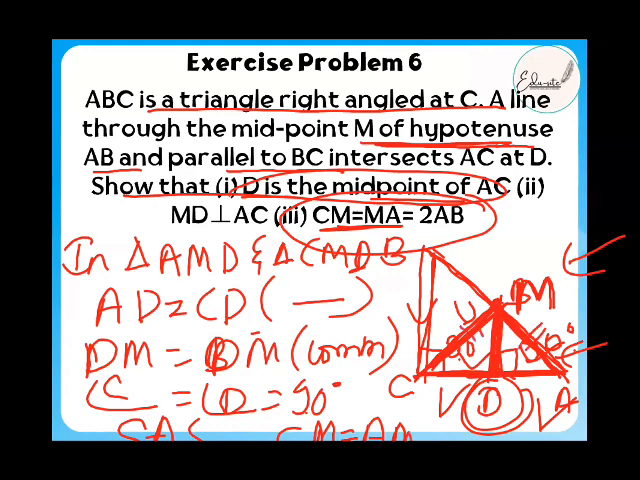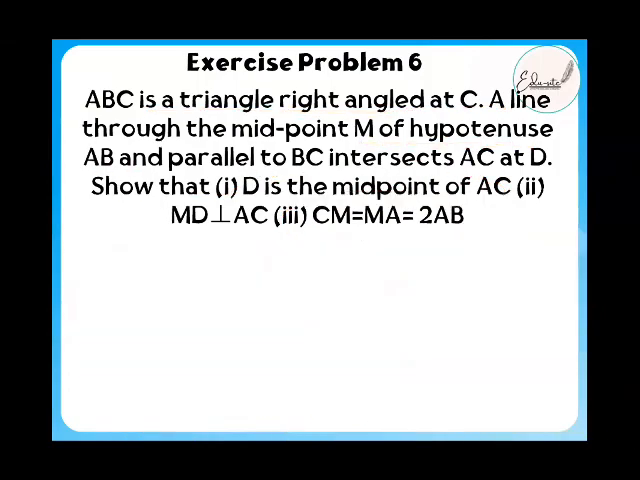If AM is equal to CM, then we can say that AM is nothing but half of AB, right? AM is half of AB. Why is AM half of AB? Because M is a midpoint of AB, right? So CM equals MA plus MA, which is equal to half of AB. That's all. We are done with all of the 6 problems.